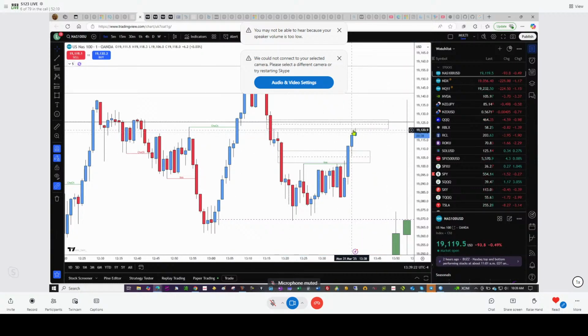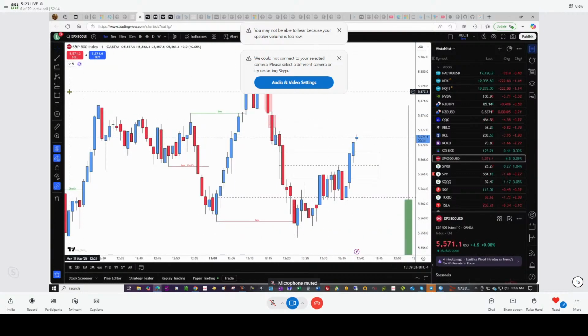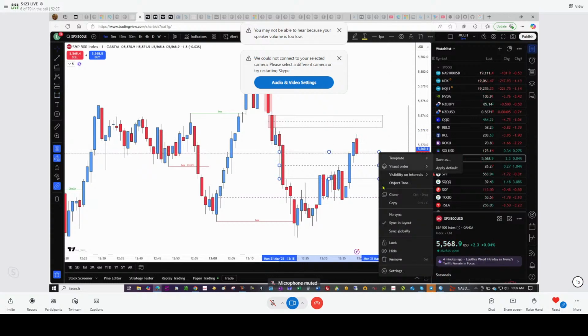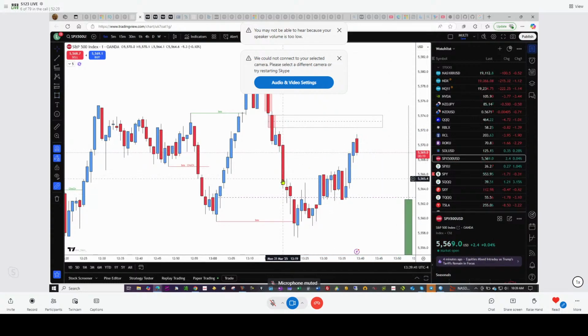So we've touched that gap. Let's see what S&P did. S&P is doing the same. So S&P is giving us a nice clear 1, 2, 3, 4, 5 structure. So this gap is no longer in force. So it looks like they're both turning.